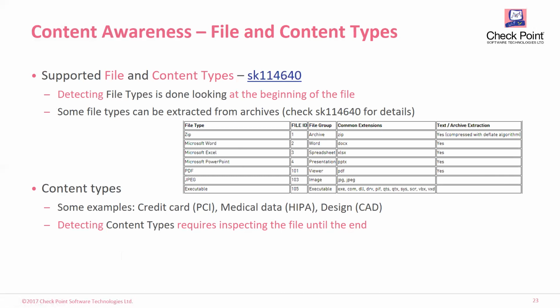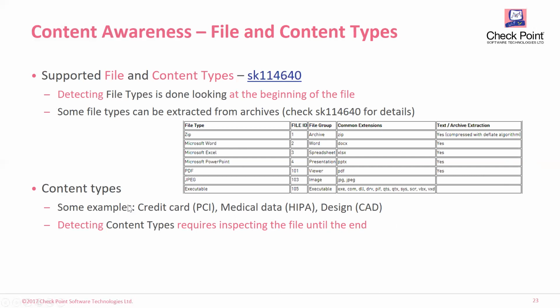So if it's just file type, if we're just looking at a zip file, I don't need to look very far into the file to see that it's a zip file. But if I'm looking for content, like HIPAA data, CAD data, PCI, I need to look all the way. I need to inspect the file all the way to the end to be able to determine those.